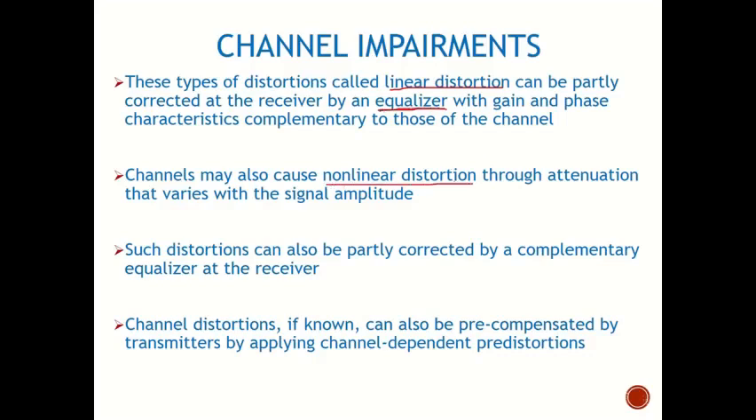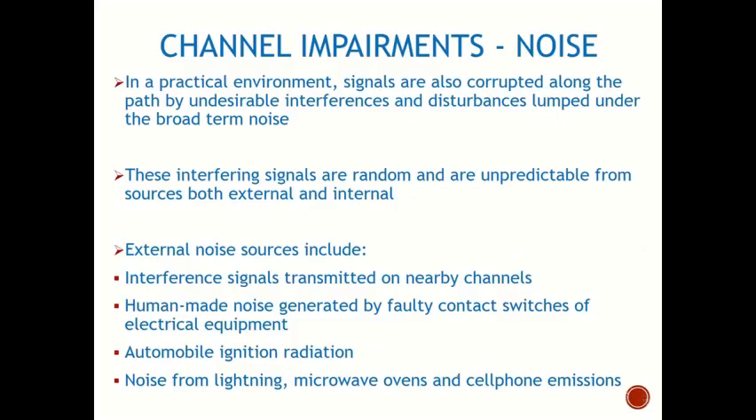What cannot be corrected through equalizers, or is difficult to correct, is nonlinear distortions. Such distortions can also be partly corrected by a complementary equalizer at the receiver. It's partly corrected, not completely corrected. So channel distortions, if they are known to us, we can pre-compensate them or perform post-compensation.